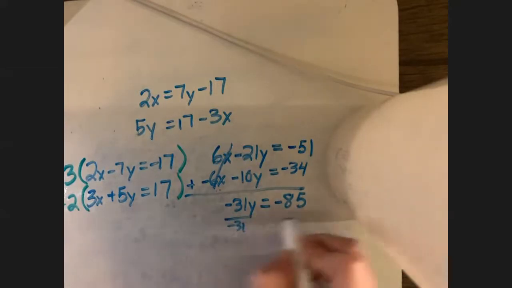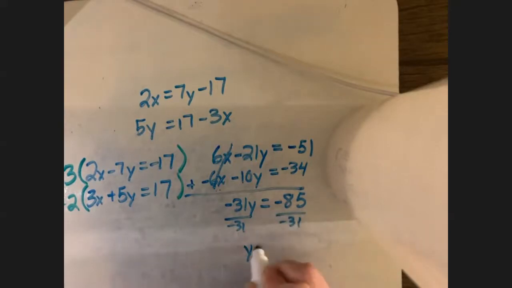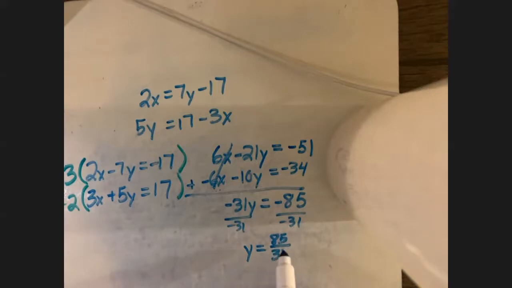Divide by negative 31. It don't get no better than 85 over 31. Okay, yeah, I see the faces. Okay, this is what I was talking about. This is about the only time I'm going to deal with the fraction.